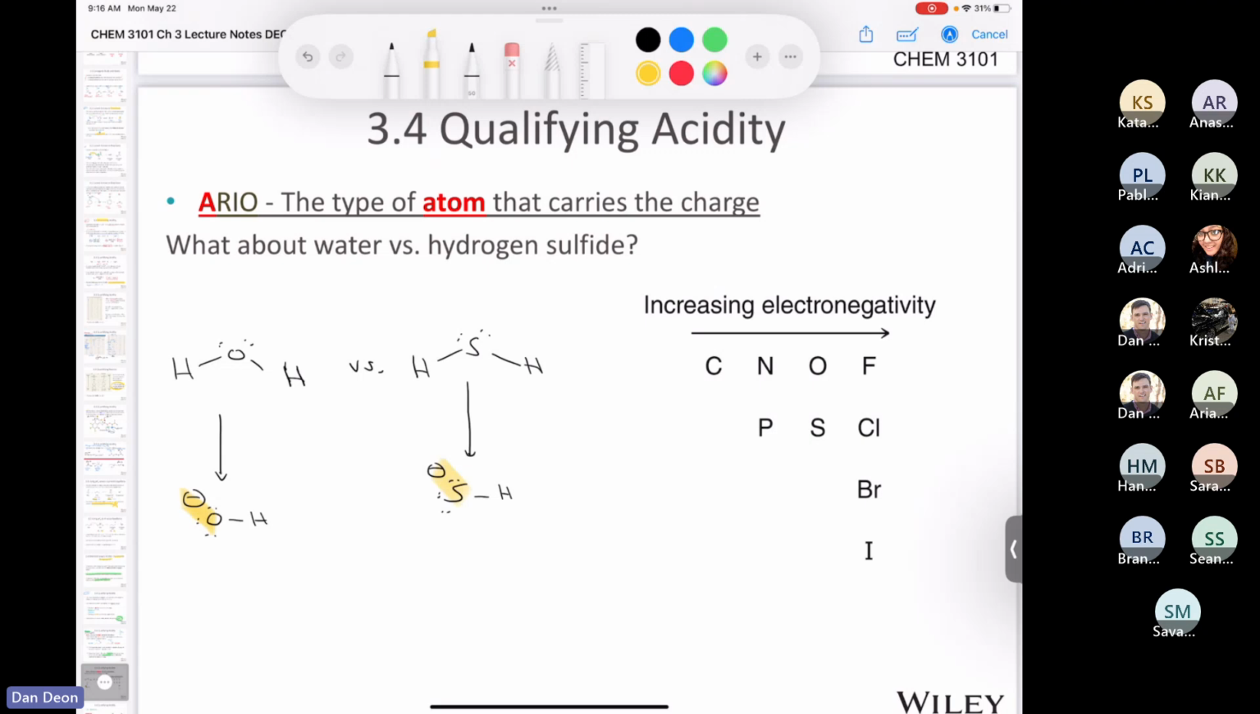And the question is, well, which one is going to better stabilize that negative charge? Well, if you noticed on the last slide, it isn't based off of electronegativity, it's based off of size. And we know that as you go from oxygen to sulfur, that sulfur is going to be larger because you're increasing the principal quantum number as you go down a group. And so since sulfur is larger than an oxygen, it's going to better stabilize the negative charge. So we can say here, more stable base.